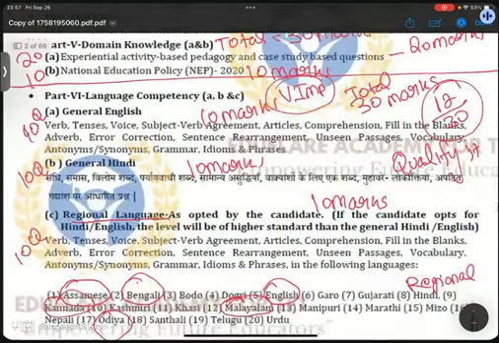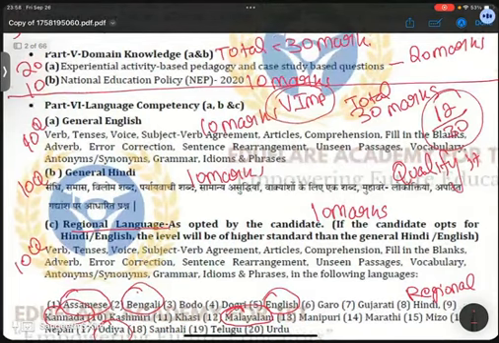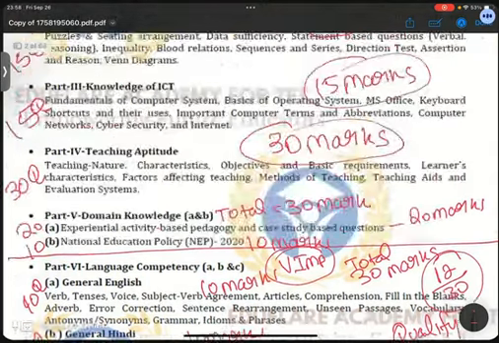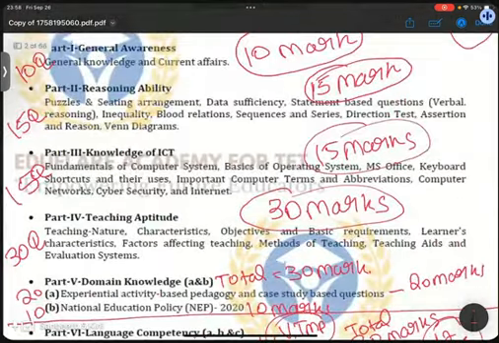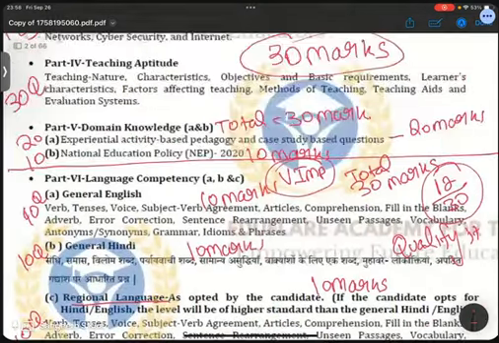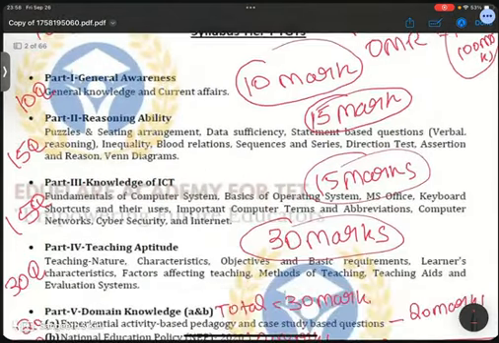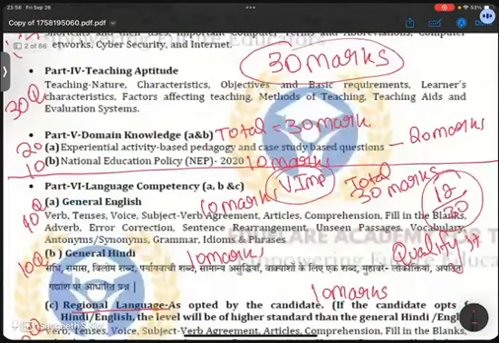If you are able to score about 12 marks out of these 13 marks, you will definitely qualify this paper. After qualifying this language competency paper, part 1 to part 5 is only valued. So this is the mark distribution and the criteria for the syllabus of tier 1 in the TGT exam.